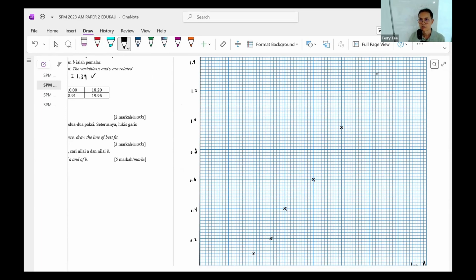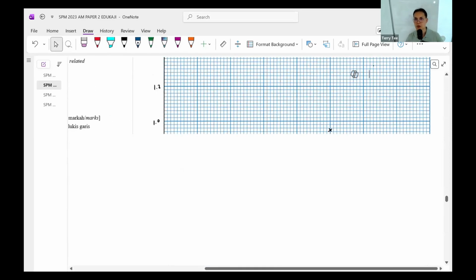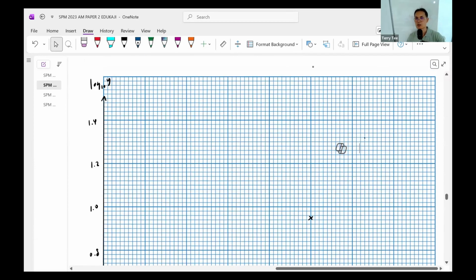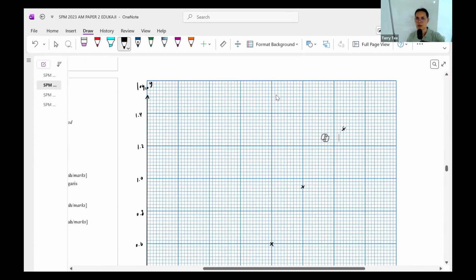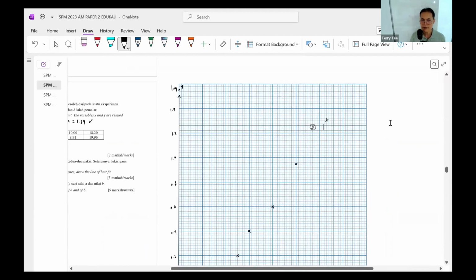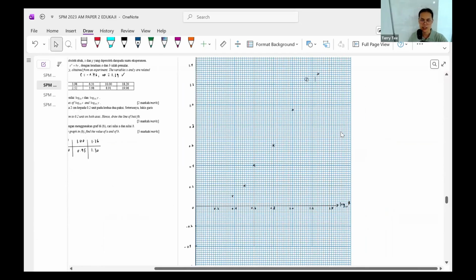Here. Okay, I need to zoom in, I cannot see. 1.26, 1.3 should be here. Okay, guys, I've got all the points done. Now let's draw the line of best fit. Okay, so you notice your y-intercept is negative 0.46.